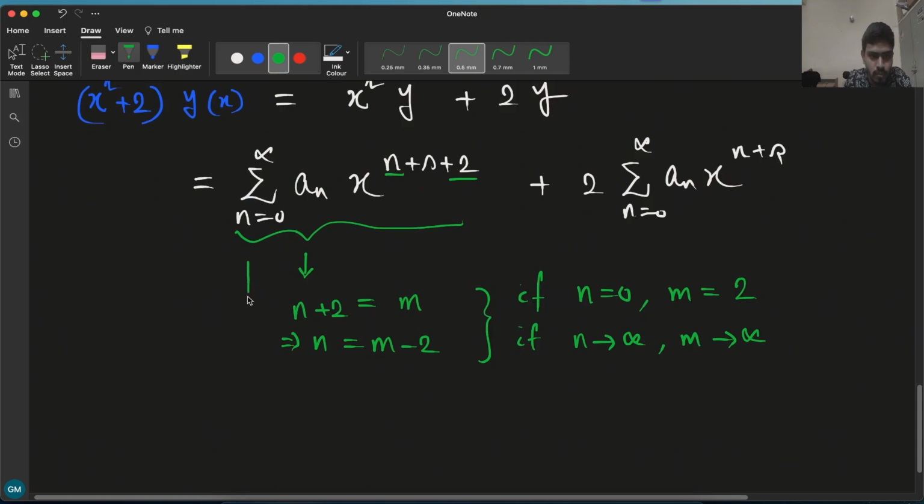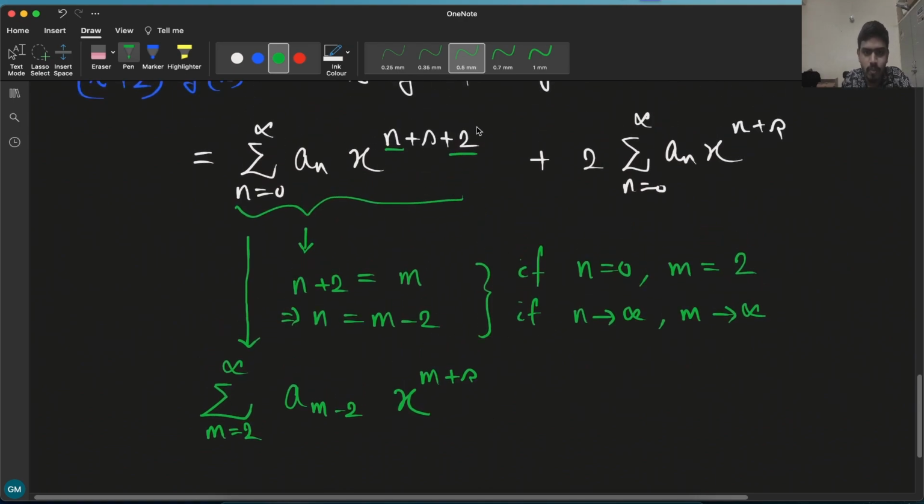So now we can manipulate this term. Here I am replacing n by m, so instead of n starting from 0, I will write m starting from 2, so m equals 2 to infinity of a_(m minus 2) x to the power m plus s. Since m is a summation index, I can write it as the sum over n equals 2 to infinity of a_(n minus 2) x to the power n plus s.